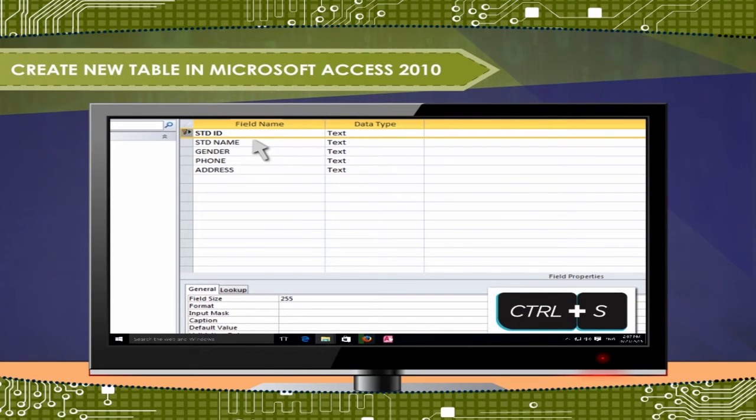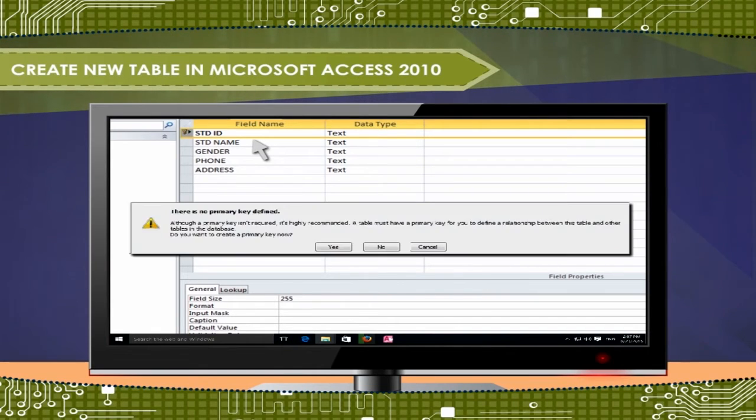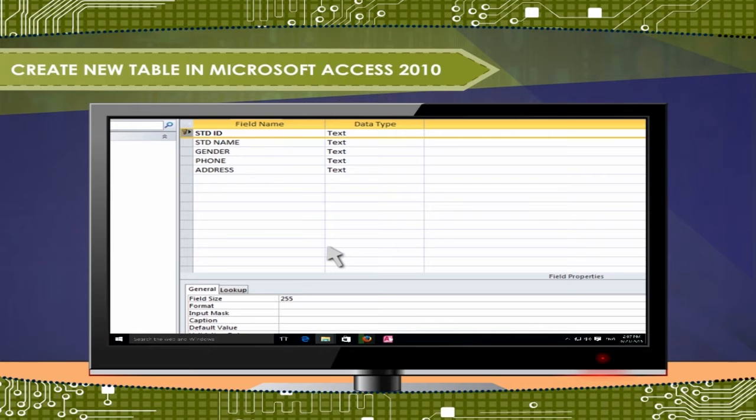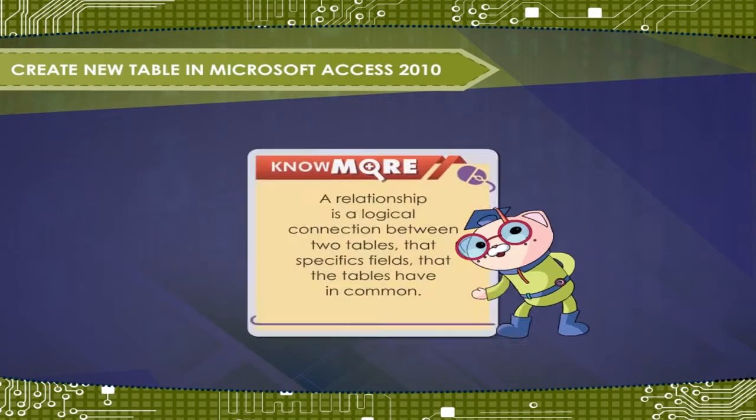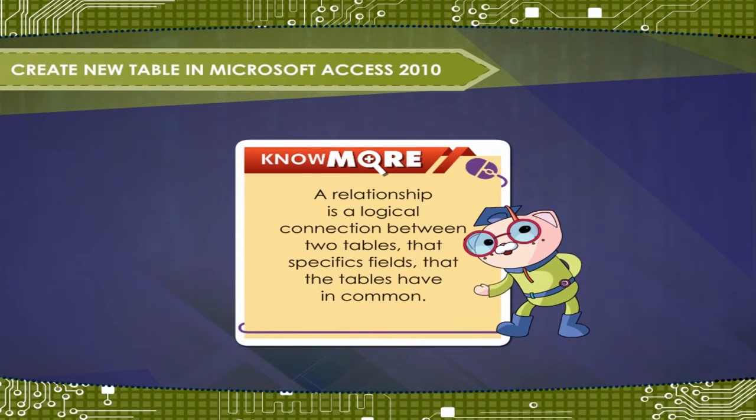Press Ctrl+S to save the table. If you save a new table without setting a primary key, Access prompts you to create a new field for the primary key. If you click Yes, Access creates an ID field to provide a unique value for each record. A relationship is a logical connection between two tables that specifies fields that the tables have in common.